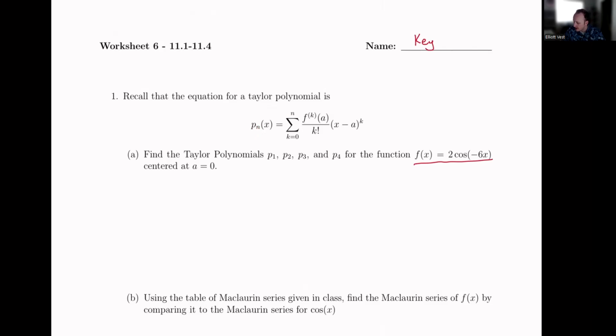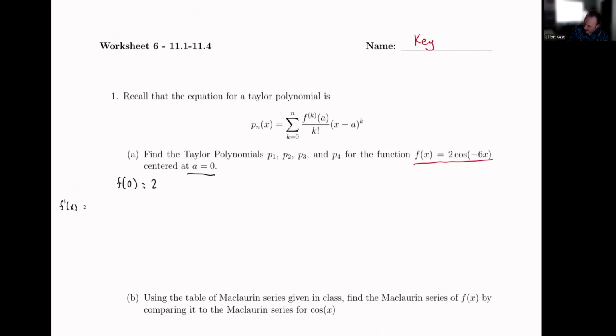We need to find essentially just what this term is for all of them, right? So I need f of a, where a equals 0. So let's find f of 0. Cosine of 0 is 1, so I'm going to have 2 here. F prime of 0 will be, actually, we need to find these derivatives first, right? F prime of x. Let's do it this way.